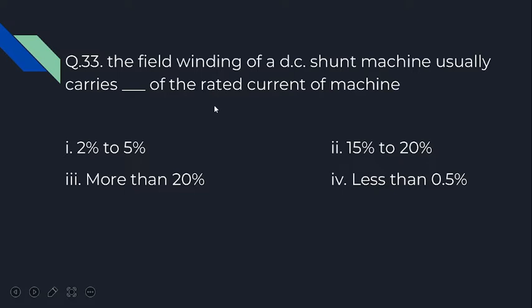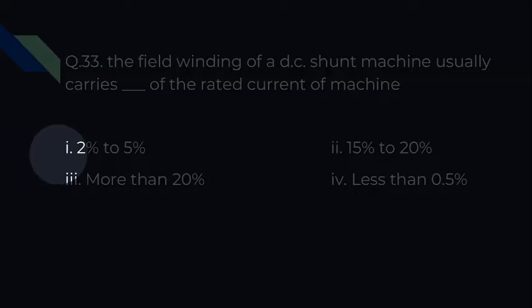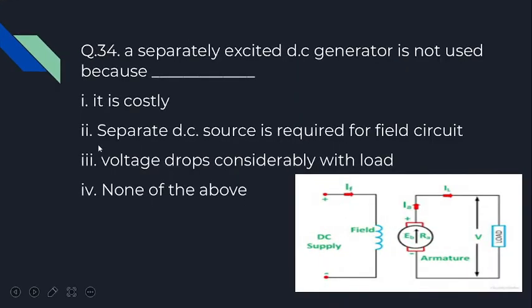So N is inversely proportional to flux. Okay, so we can easily understand that the current flowing in the field winding of a shunt machine has to be low. So the answer is option 1, that is 2% to 5% of the current. I have already clarified why it should be low: if it is low, then the speed will be high. That is one logical point you need to think about before answering such questions. And don't go for less than 0.5%, because even that much low current is not possible. So 2 to 5% will be the answer. I hope you are getting the points here.